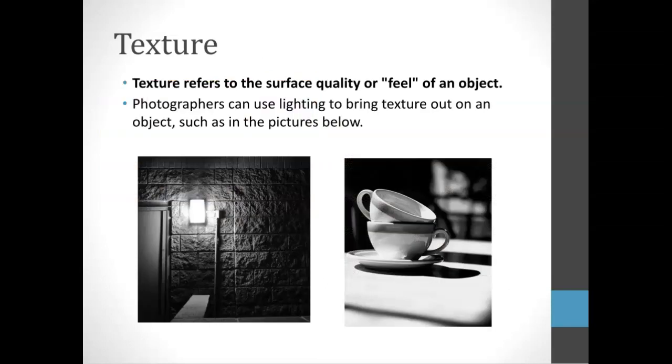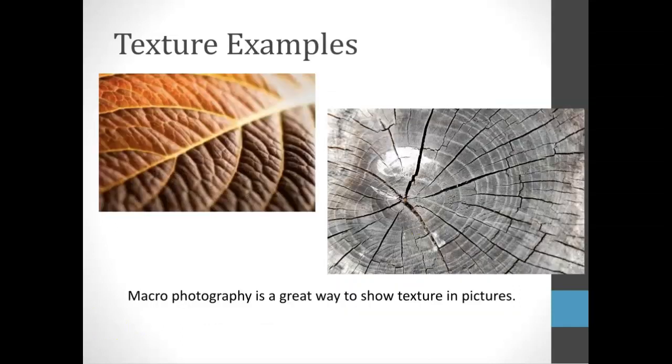Texture refers to the surface quality or feel of an object. So when we're looking at an image of something, we could really notice how detailed the edges of that thing is. Or, for example, the wall, we've noticed how rough it would look like and how it would feel. And these cups, how smooth they are, and the reflections that occur in them. That's really using texture in an interesting way. When you switch over to macro photography and you're getting close in on something, that's another great way that you can show texture.